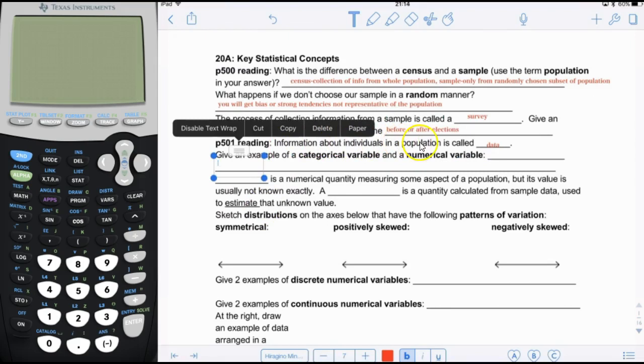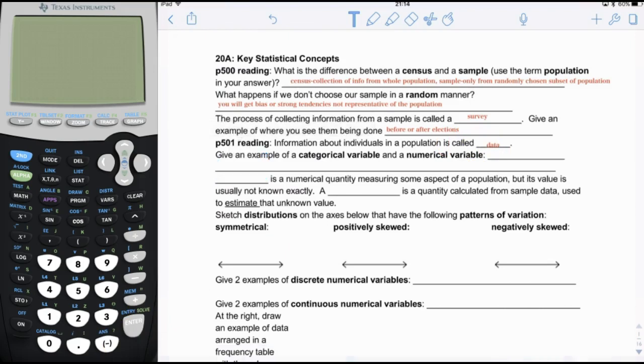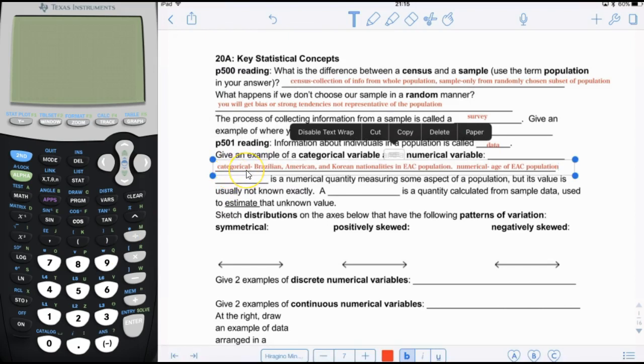Information about individuals in a population is called data. Give an example of a categorical variable and a numerical variable. I put that a categorical variable for the EAC population would be Brazilian, American, and Korean nationalities. A numerical variable could be the age of the EAC population.